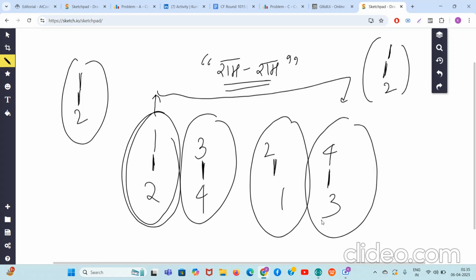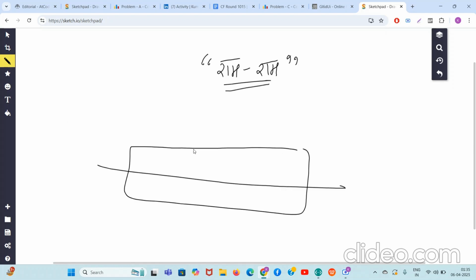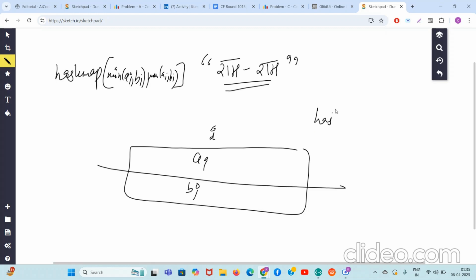So guys, this means what? If n is even, first of all you will create a hash map. See, let's say this is index i, this is ai, and this is bi. So you will create a hash map. The first number you will always write as the minimum of ai, bi. The next number of the pair will be the maximum of ai, bi. The hash map should tell you the frequency of this pair. Hash map of x, y should tell you the frequency of this pair.